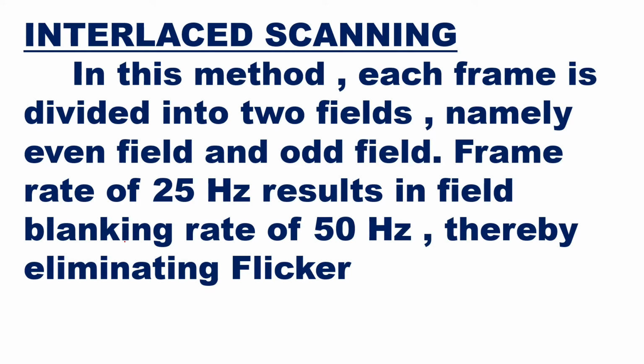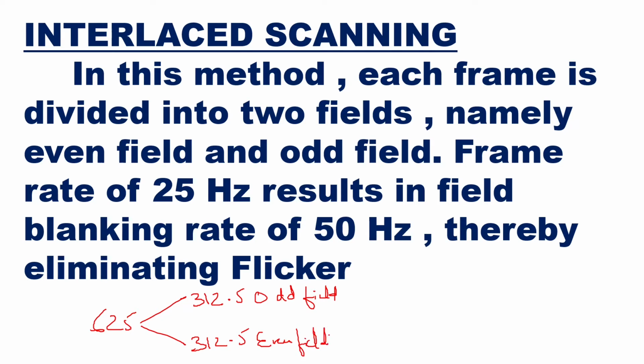Now here, what we will do is we will go for something called interlaced scanning, in which the 625 lines we have per picture, we will divide them into two parts, that is 312.5 lines in one part and 312.5 in another part. One will be called the odd field and one will be called the even field. Okay, and when we send these fields per second, then for 25 pictures you will be sending around 50 fields.